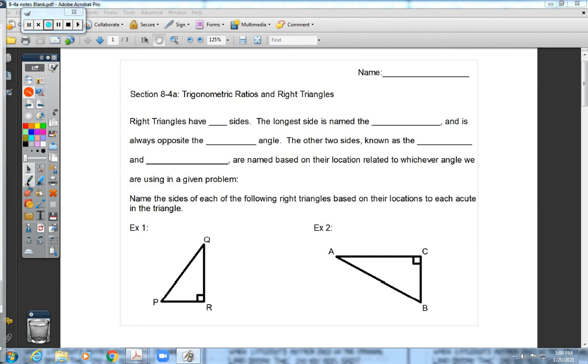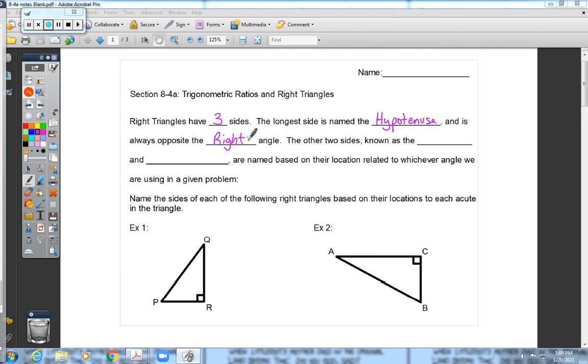So there is some information that we already know about right triangles. First of all, they are triangles, which means they have 3 sides because every triangle has 3 sides. We've also, during our discussion of Pythagorean theorem, already discussed how the longest side of the triangle is known as the hypotenuse, and that it is always located opposite the right angle in the triangle.